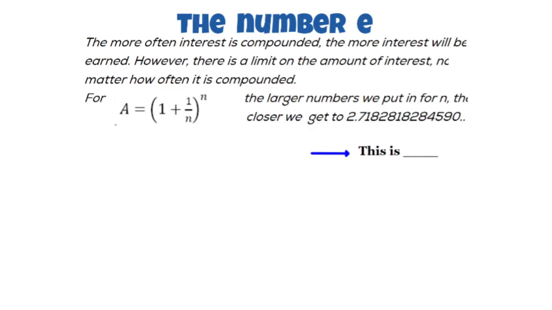So let's talk about that number E before we jump in and use the formula, so that you understand what the heck that means. This is what I just got done saying: the more often it's compounded, the more interest will be earned, but there is a limit on that no matter how often it's compounded. And so the larger numbers that we put in for N, right here and here, it gets closer and closer and closer to this value right here. That value is the limit, what it's approaching, and that has a name. That is E.